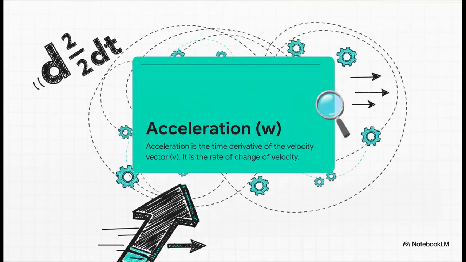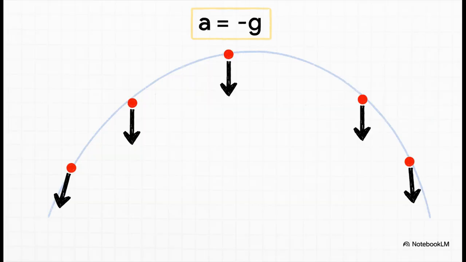And the logic just keeps on rolling. How do we find acceleration? You guessed it. We do the exact same thing again. This time, we take the time derivative of the velocity vector we just found, because acceleration is simply the rate of change of velocity. And just look at this result.